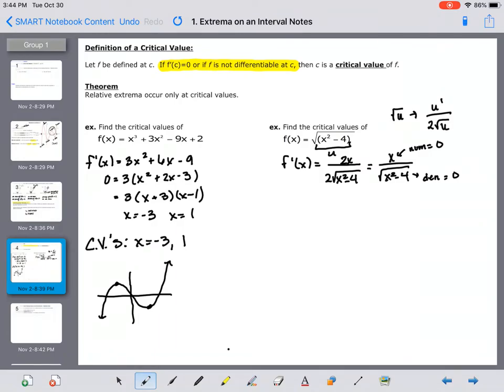Most students do not know what the graph of the square root of x squared minus 4 looks like, so you wouldn't see this part, but the graph actually looks like this.